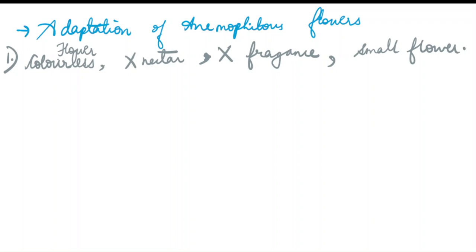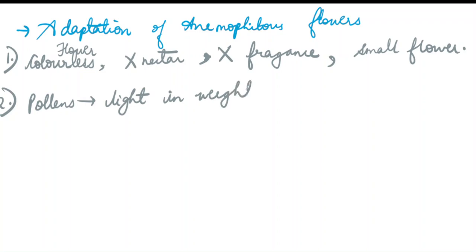So even if you don't have colored flowers, no nectar, no fragrance, small flowers, it doesn't matter because wind is a non-living thing. So this is a very important point. Now the second point is that the pollens are light in weight. Why light in weight? Because wind has to carry the pollens. For this reason the pollens are light in weight.